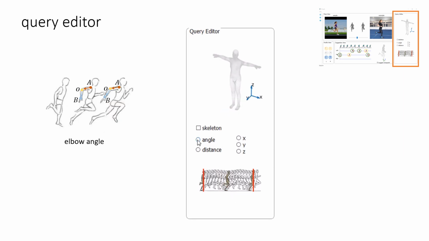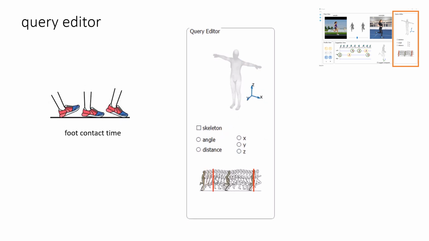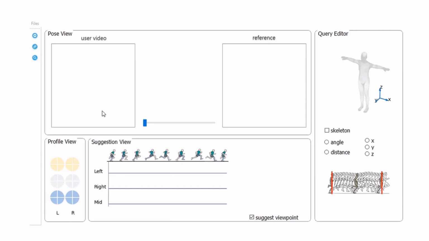To label the elbow angle, the user first selects angle, and then picks the 3 endpoints in order. To label left foot contact time, the user moves both cursors to select the time range in which the left foot contacts the ground. Now we demonstrate the workflow of PoseCoach with a usage scenario.